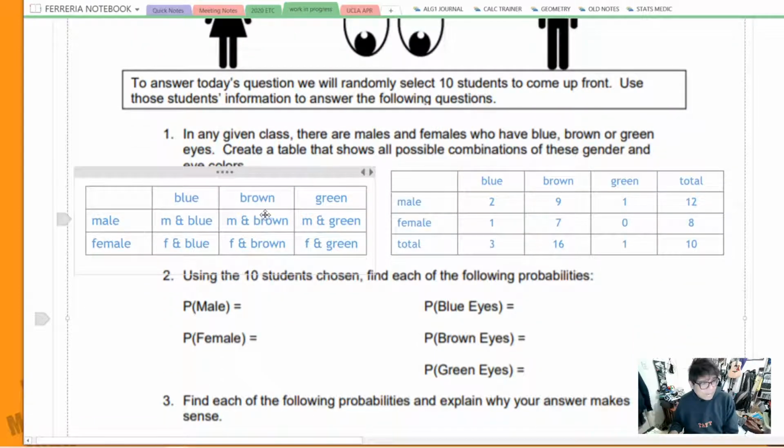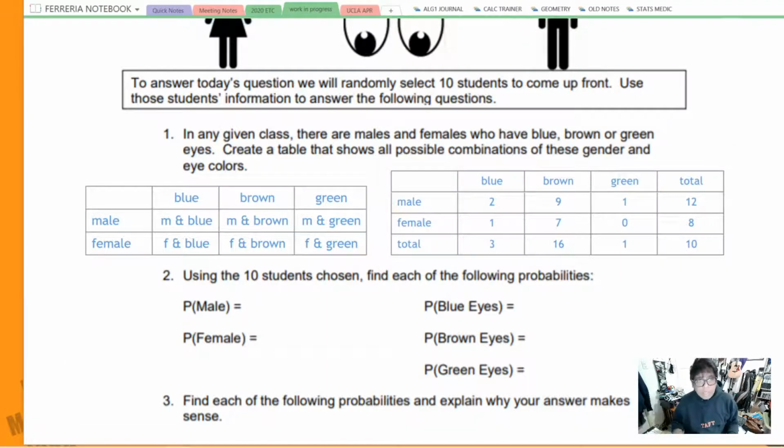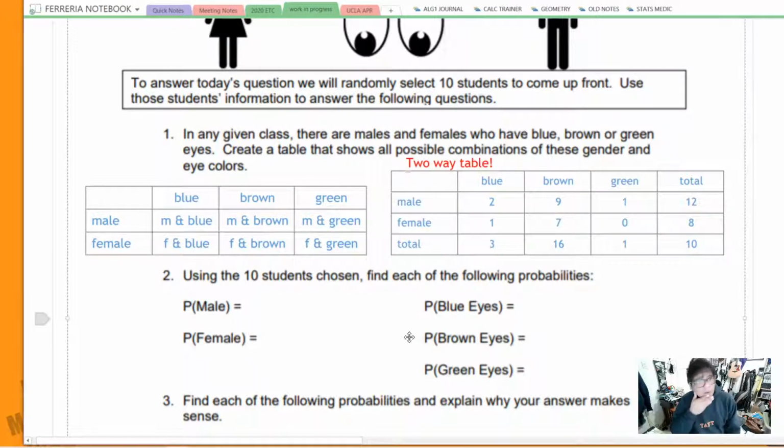So we've got that table right over here. Male and blue, male and brown, male and green, etc. You know how this goes, hopefully. We'll get into the basic probability stuff here once we have this. This is really a two-way table. And we call it a two-way table because we are presenting two different variables, in this case gender and eye color. So in our two-way table, we have our 10 volunteers.